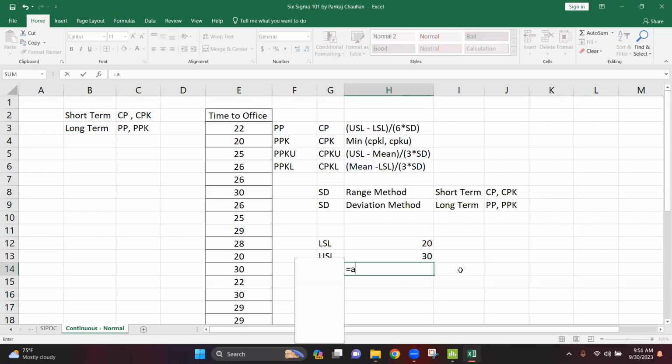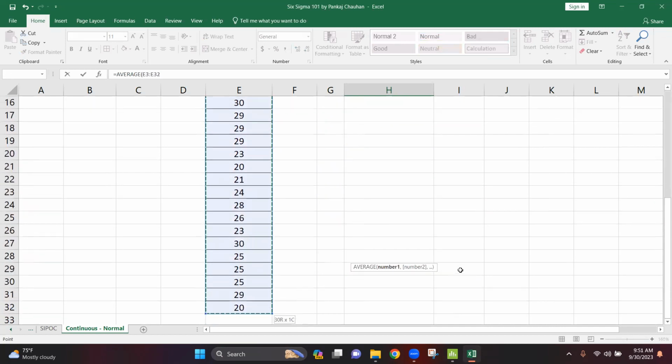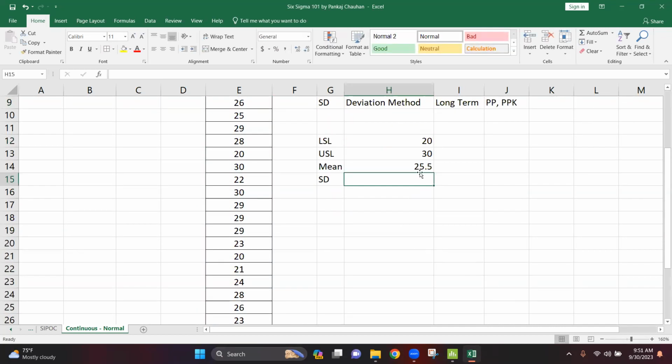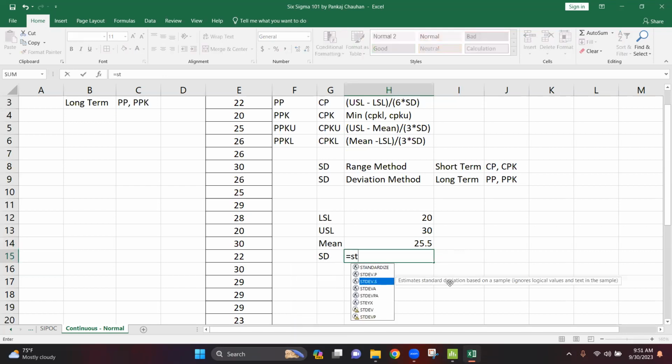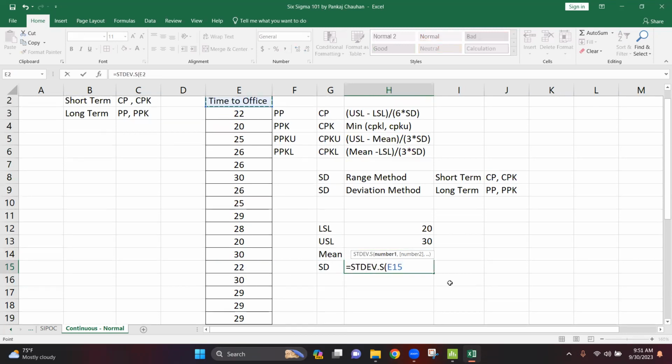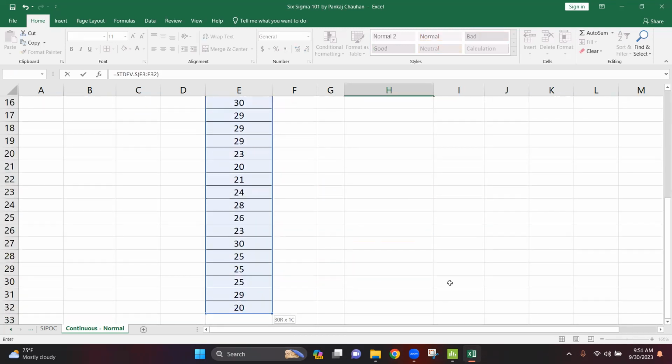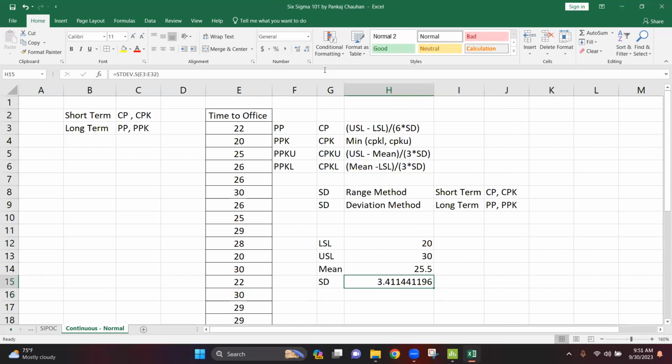For the average value, I will use a simple average formula, selecting this data. My average time is around 25.5 minutes, a little higher on the average side, because 20 plus 30 is 50, divided by 2 is 25. So my data is skewed a little on the upper side, which means positively skewed. For the standard deviation, I will use the STDEV.S formula, and the variability in my process is around 3.41 standard deviation. Now I have all my data ready.